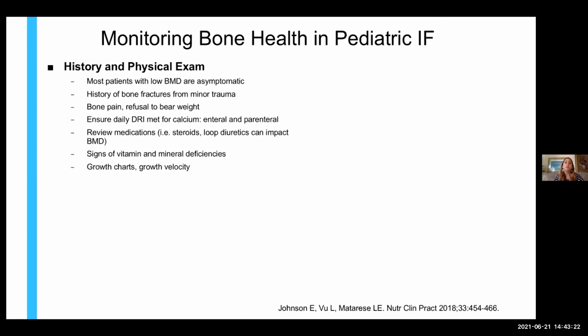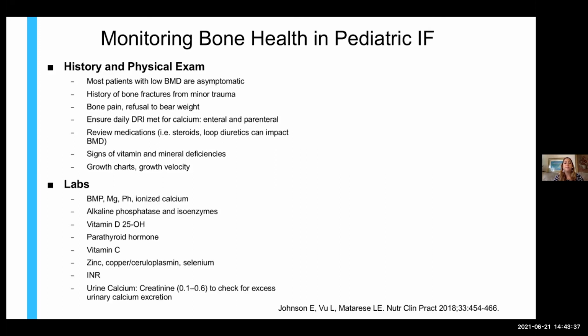You want to do a thorough review of the medications that they're on. There are some medications that can impact bone mineral density, for example, steroids or loop diuretics. You want to look for physical signs of vitamin and mineral deficiencies, and review the growth charts and growth velocity. The baseline lab evaluation that we do is checking electrolytes, magnesium, phosphorus, ionized calcium, and alkaline phosphatase.